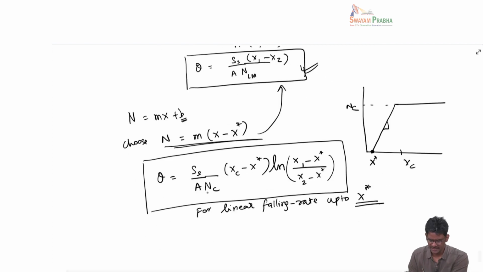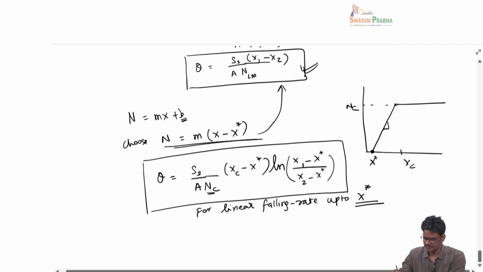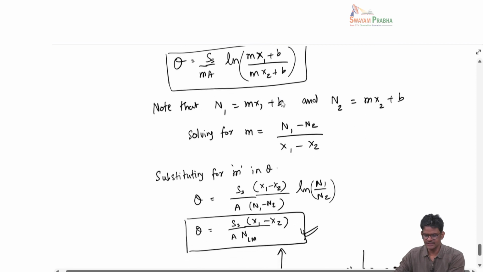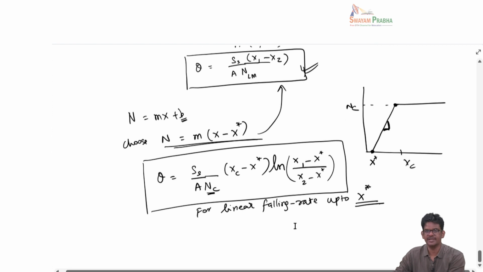And the reason we get this term NC here is because when we eliminate the slope of this line, that would actually involve NC also. So that's how this NC is coming in here. This is something you can directly derive by following these steps. Instead of b, you substitute minus mx star. Then you eliminate m using NC minus 0 over x1 minus x2, and if you substitute that, you'll get the final answer.